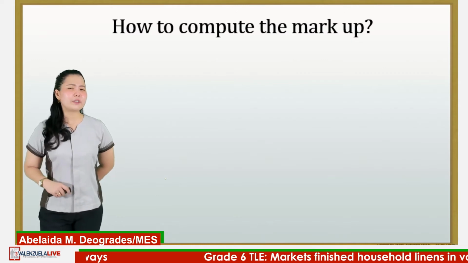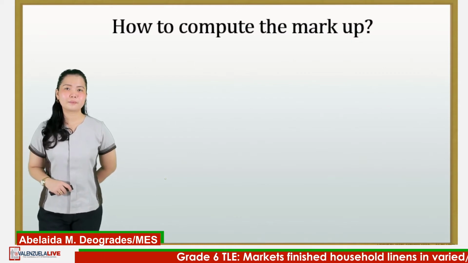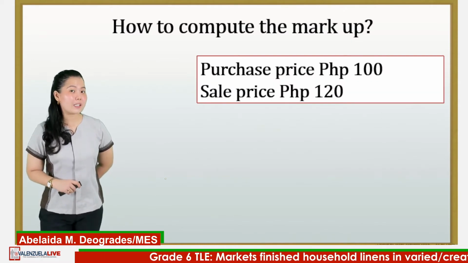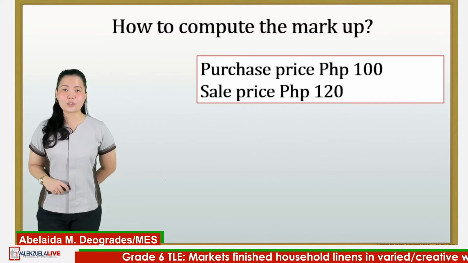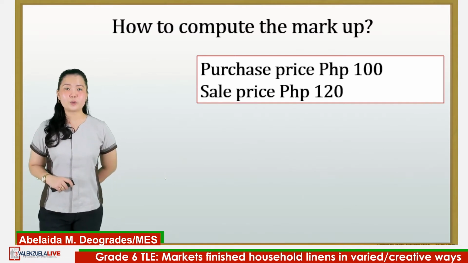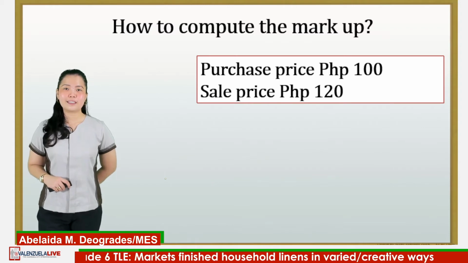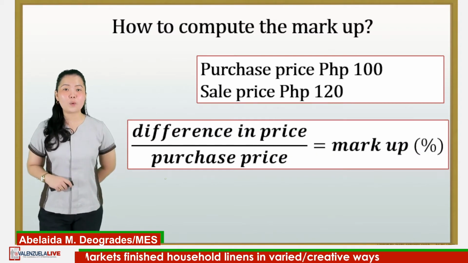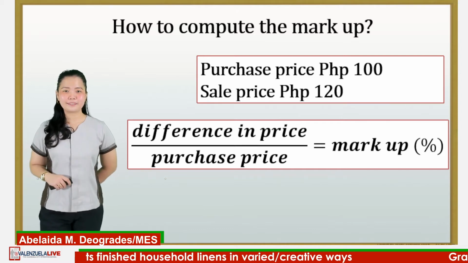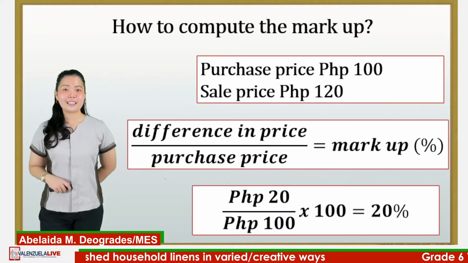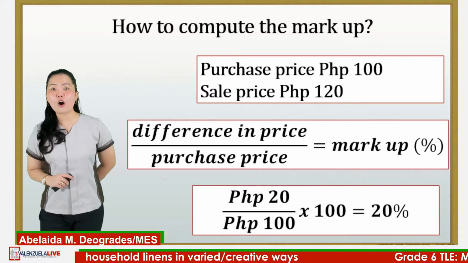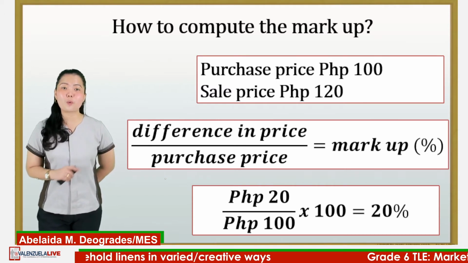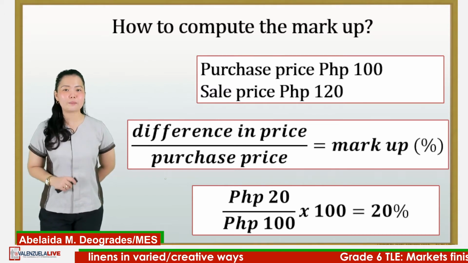How to compute the markup? Purchase price is equal to 100 pesos. Sales price is equal to 120 pesos. So difference in price over purchase price is equal to markup. So 20 pesos over 100 pesos times 100 is equal to 20%.